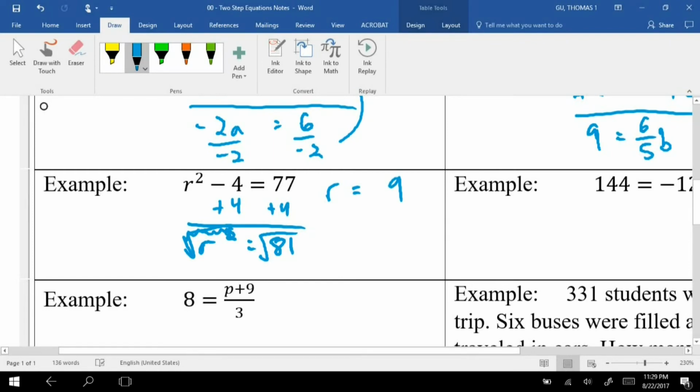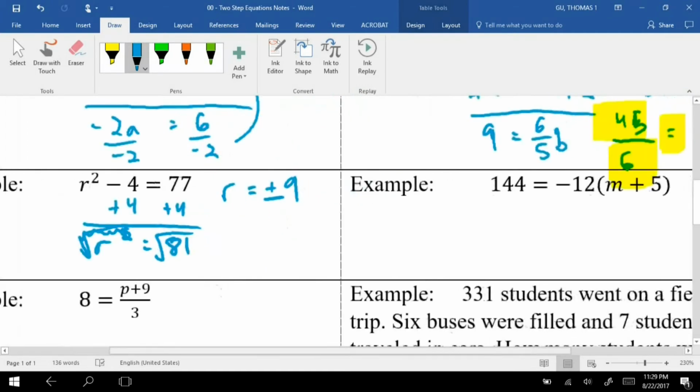But wait, that's only half the answer. What's the other answer, guys? Remember, 9 times 9 equals 81. But also, what else? Negative 9. That's right, guys. So it's plus or minus 9. Remember, when you're doing this square root, do not forget the plus or minus.